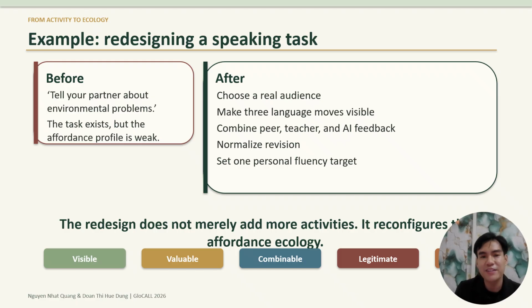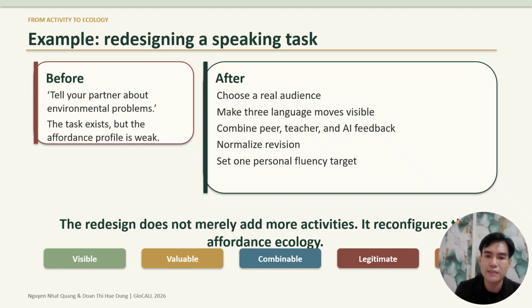Now let us make this very practical. Before you say something like, tell your partner about environmental problems. This is a familiar classroom task. It is not bad, but affordance profiles may be weak. Some students do not know what language move to use. They do not care about a topic. Some fear sounding foolish. Some finish in 30 seconds and then discuss lunch, which is also a form of authentic communication, but not the one we planned.